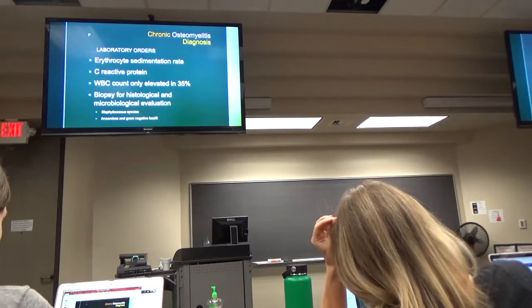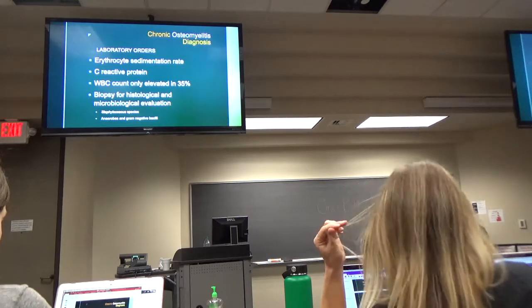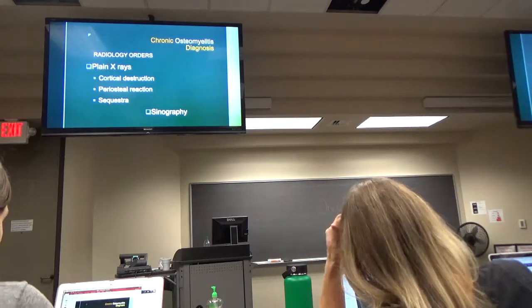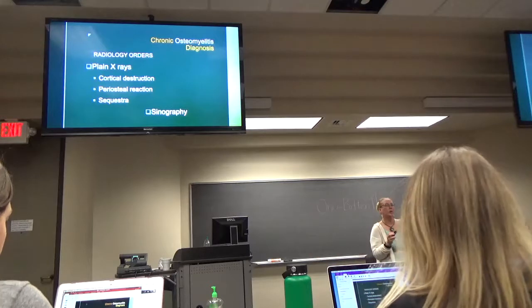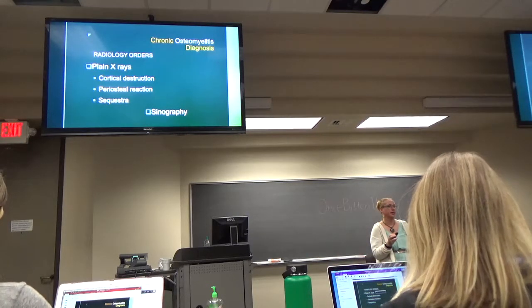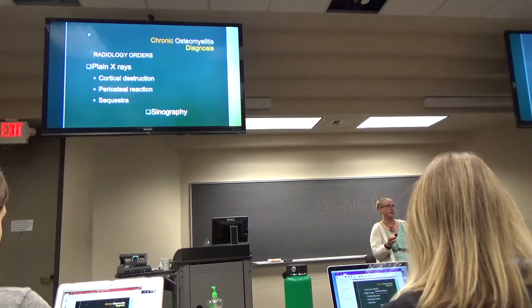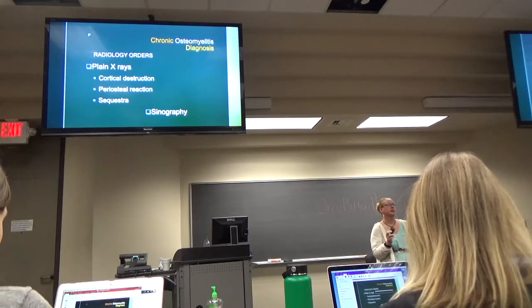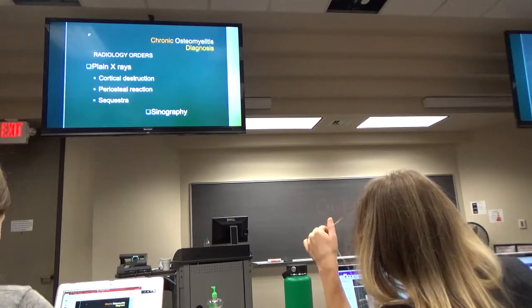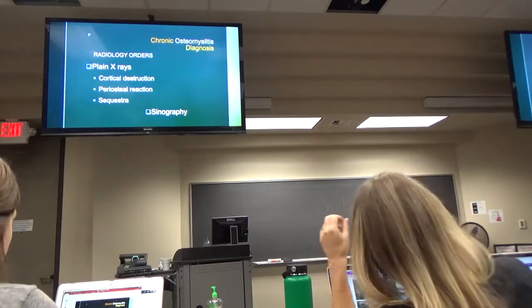We've already talked about these lab orders. It's on there again. Most common, Staph aureus again. X-rays, just know the timing. It doesn't show up immediately. How many days does it take to start showing up on X-ray? 10 to 12 days. Cortical destruction, periosteal reaction, and then the sequestration.